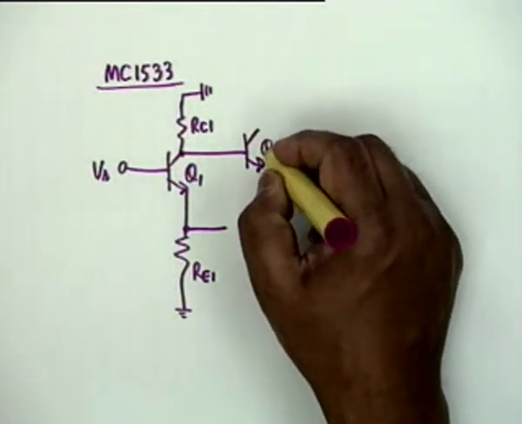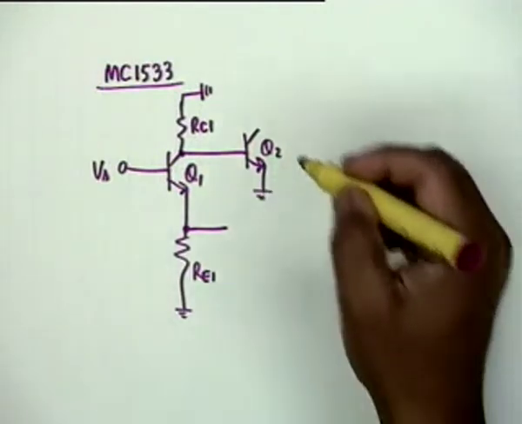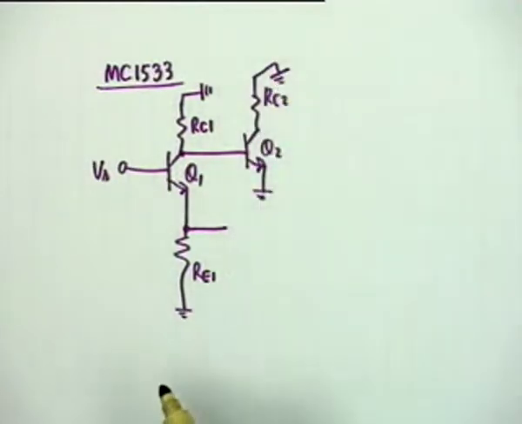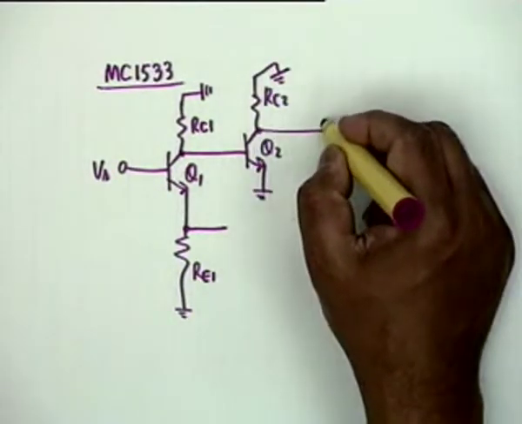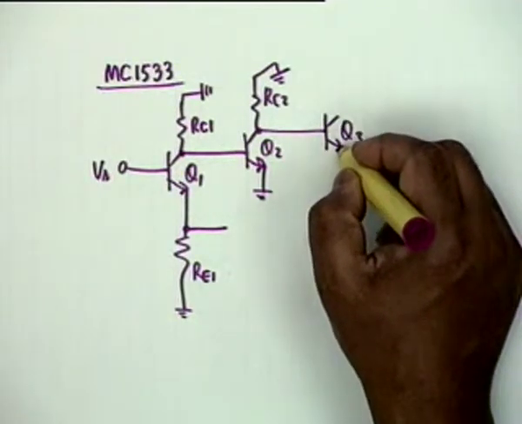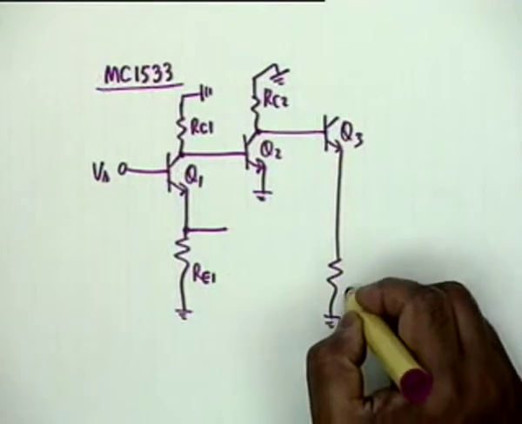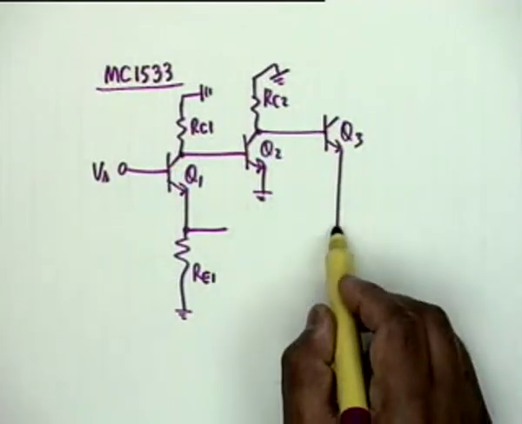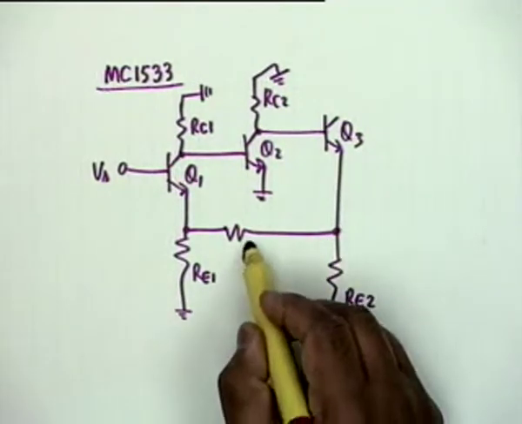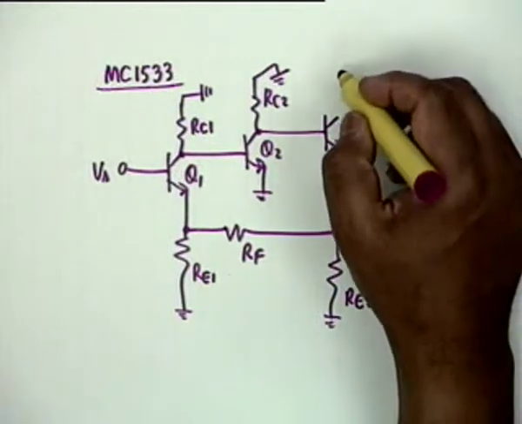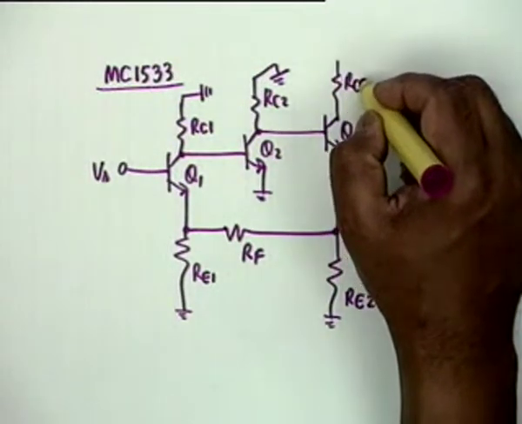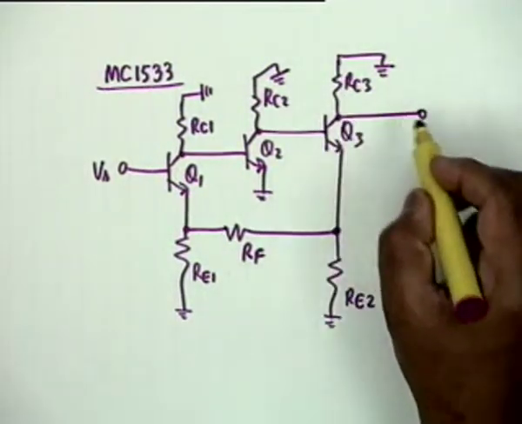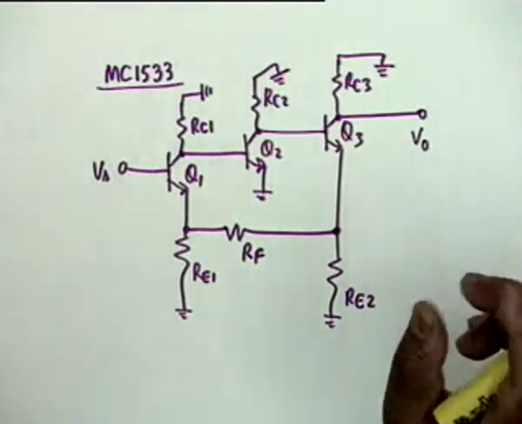Okay, let me draw the circuit first. Q2, this is grounded, and this has an RC2 which goes to ground. The third transistor Q3 has another resistance RE2 in its emitter, and the feedback is applied from here to here through a resistance RF. Q3 has a resistance RC3 which is grounded, and the output voltage is taken here, V0.